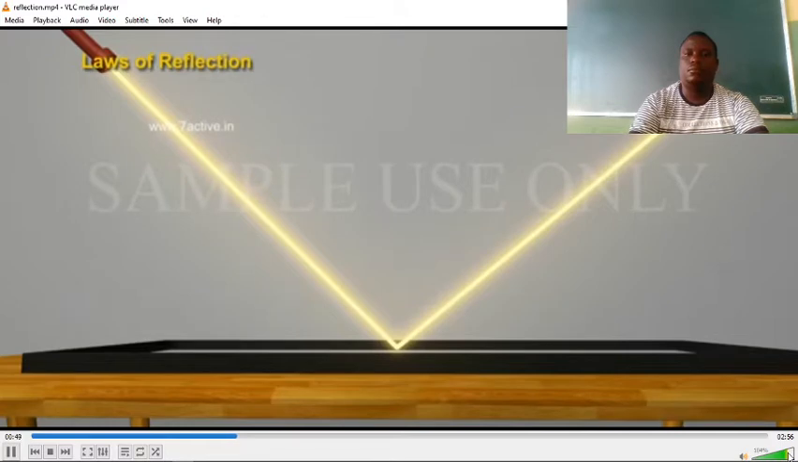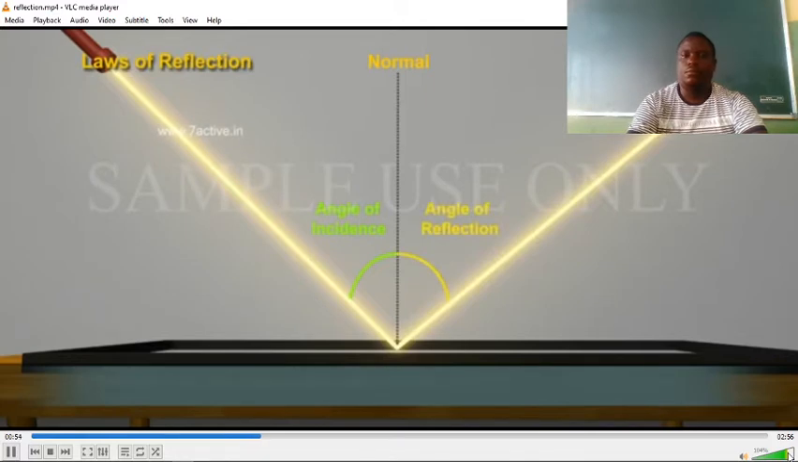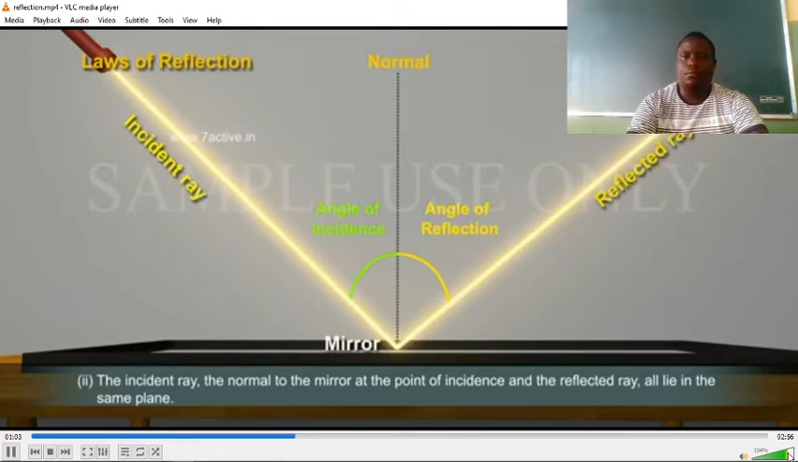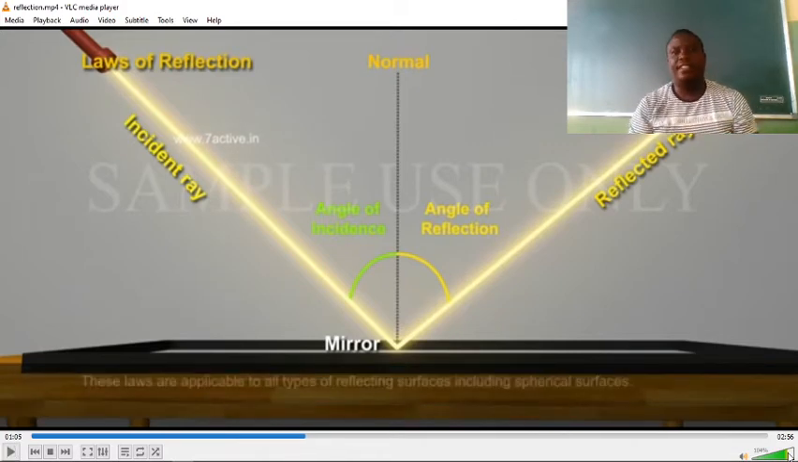Laws of reflection. 1. The angle of incidence is equal to the angle of reflection. And 2. The incident ray, the normal to the mirror at the point of incidence, and the reflected ray all lie in the same plane.